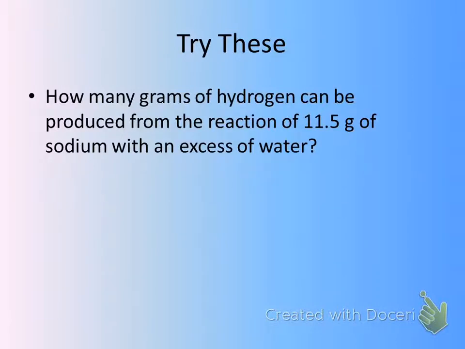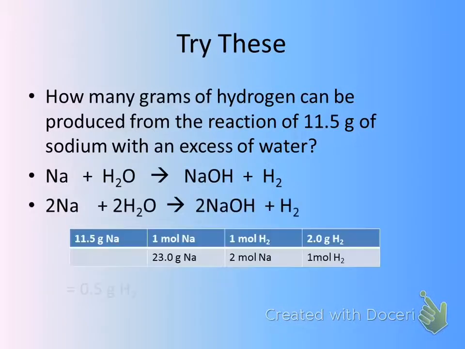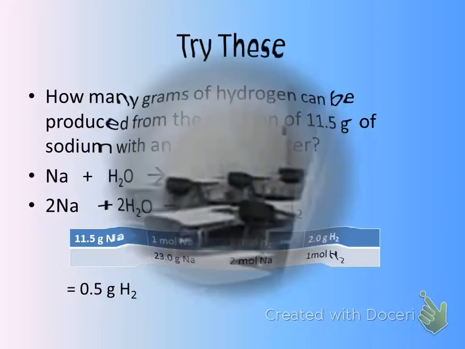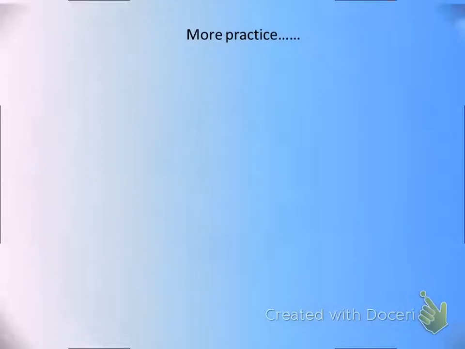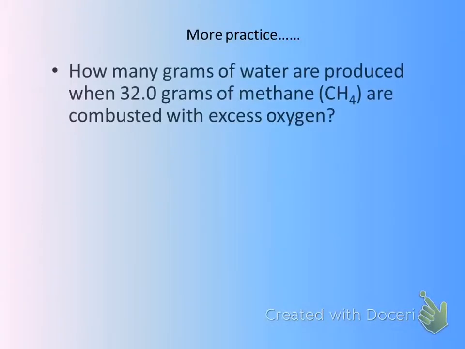Let's look at one more. More practice. How many grams of water are produced when 32 grams of methane are combusted with excess oxygen?